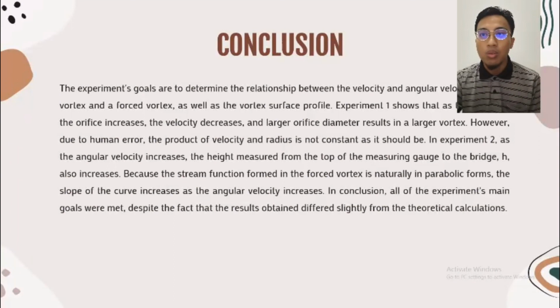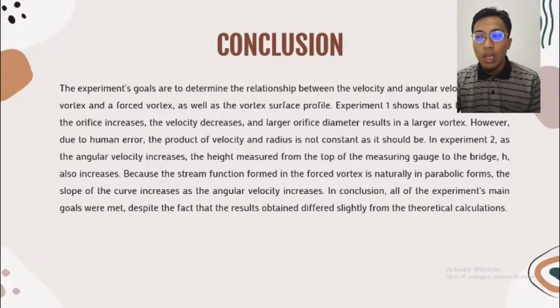Based on the experiment goals, which are to determine the relationship between the velocity and also the angular velocity of both free and forced vortex, as well as the vortex surface profile. Experiment 1, which is the free vortex experiment, showed that as the radius of the orifice increased, the velocity decreased, and the larger orifice diameter results in larger vortex. However, due to human errors such as the parallax error, the product of velocity and radius is not constant as it should be.